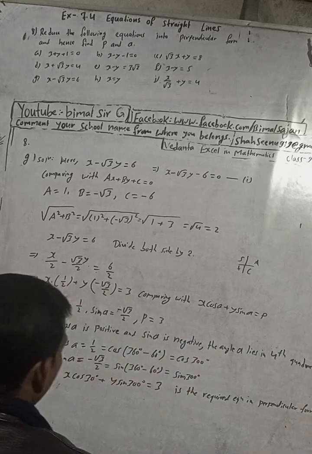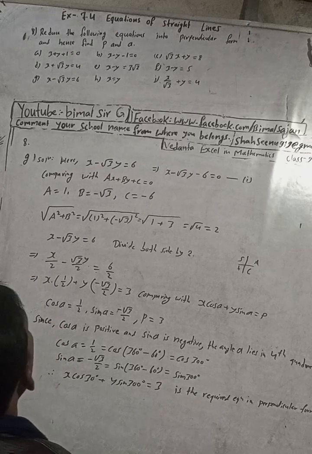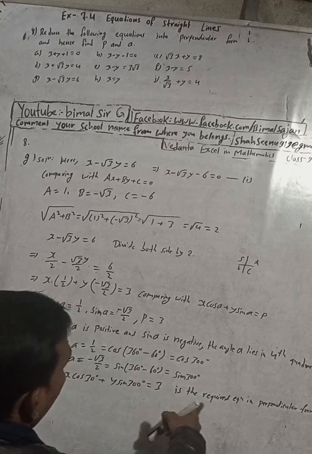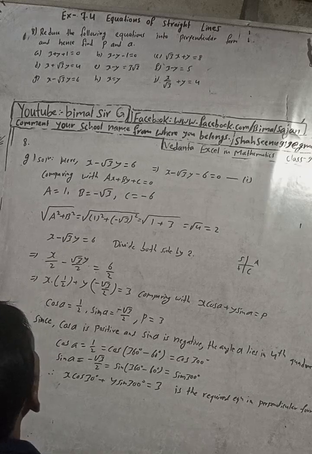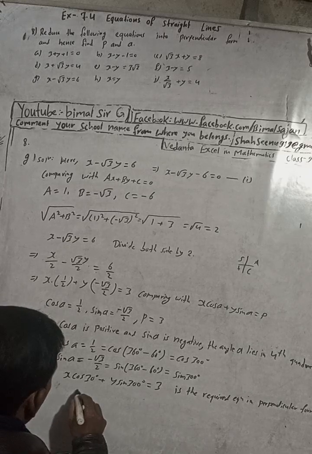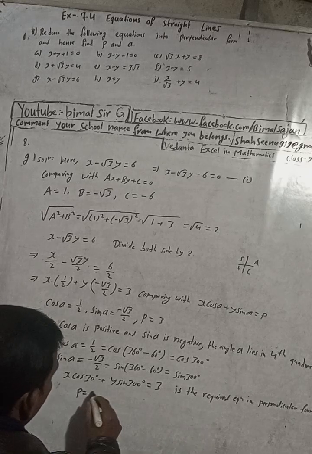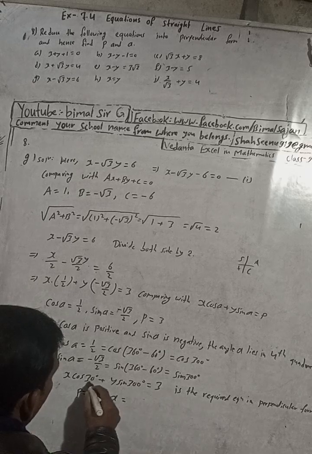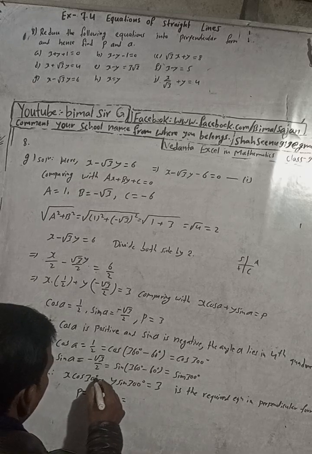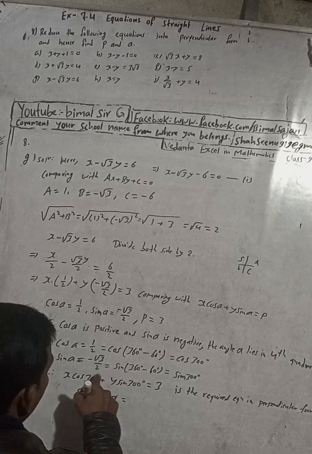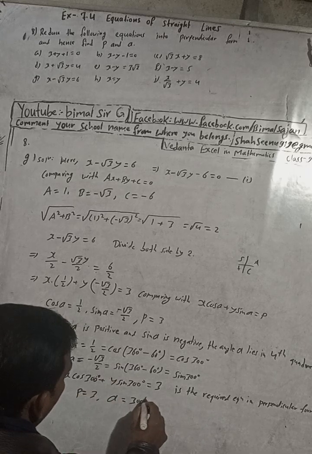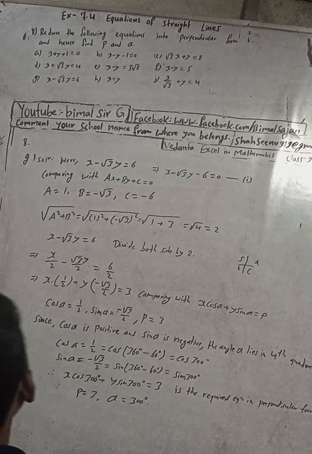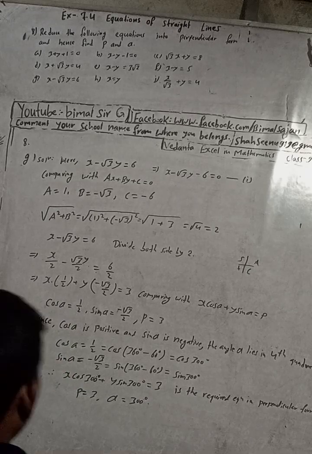Okay. Now after reducing this, either "reduced" or "required", both are the same. Now we have to write the p value. So what is the p value? The p value is 3 and the alpha value is how much? Sorry, this is not 30, this is 300 degree. So this is the solution of G number.